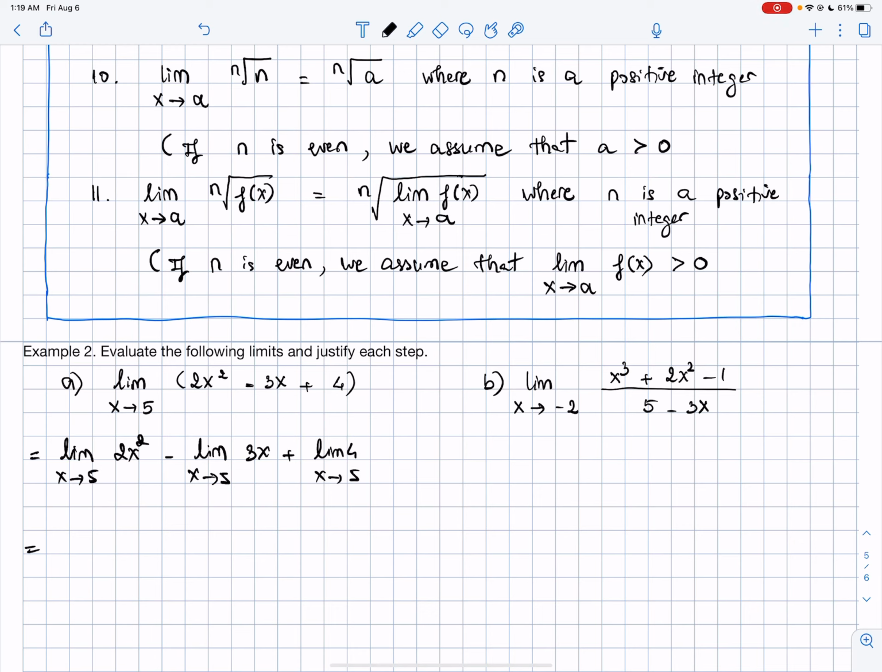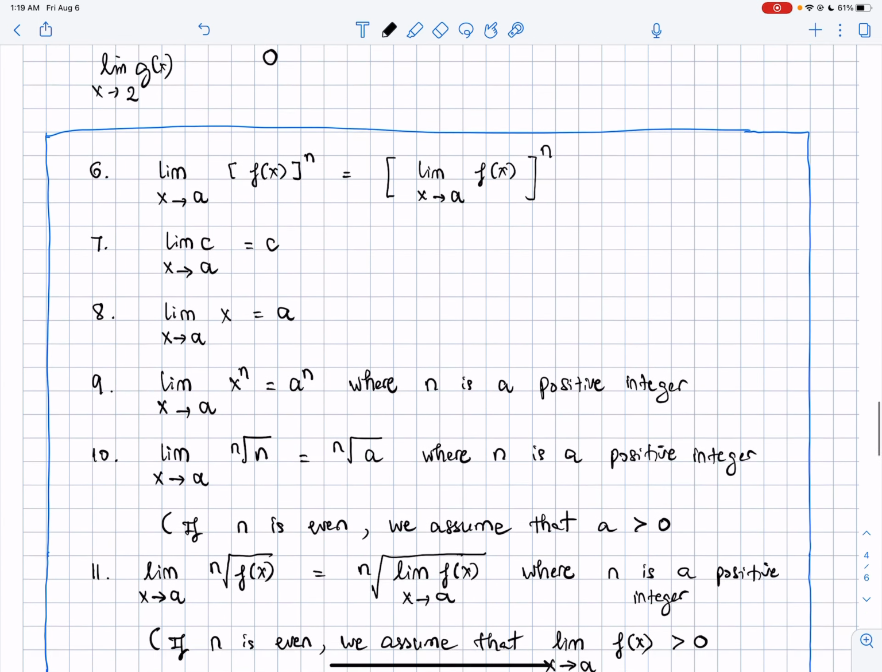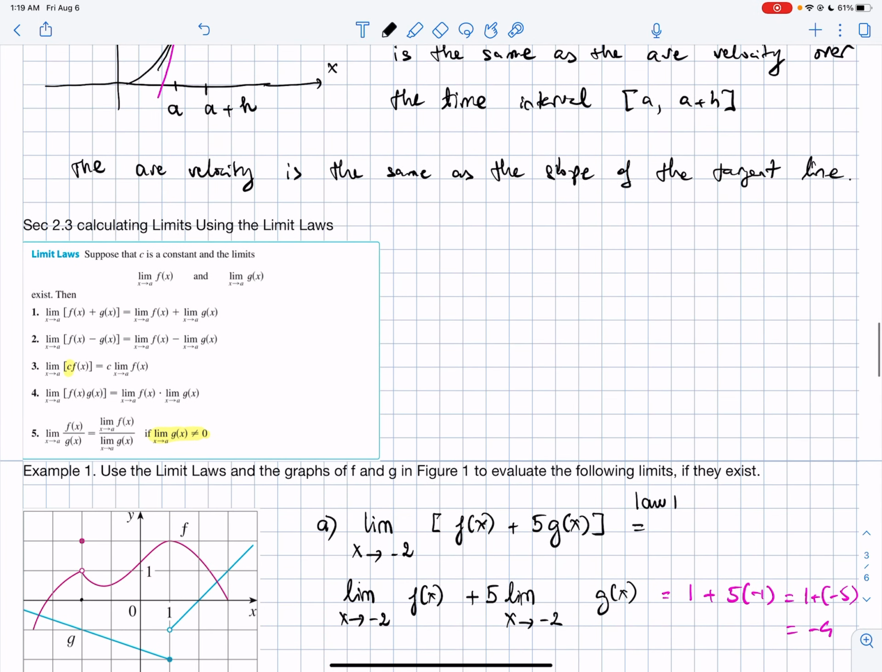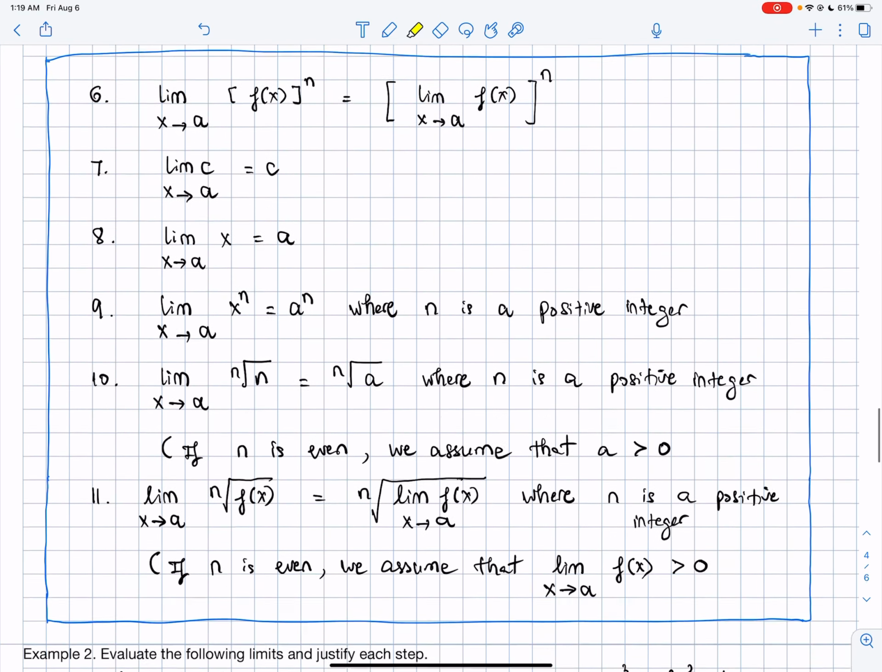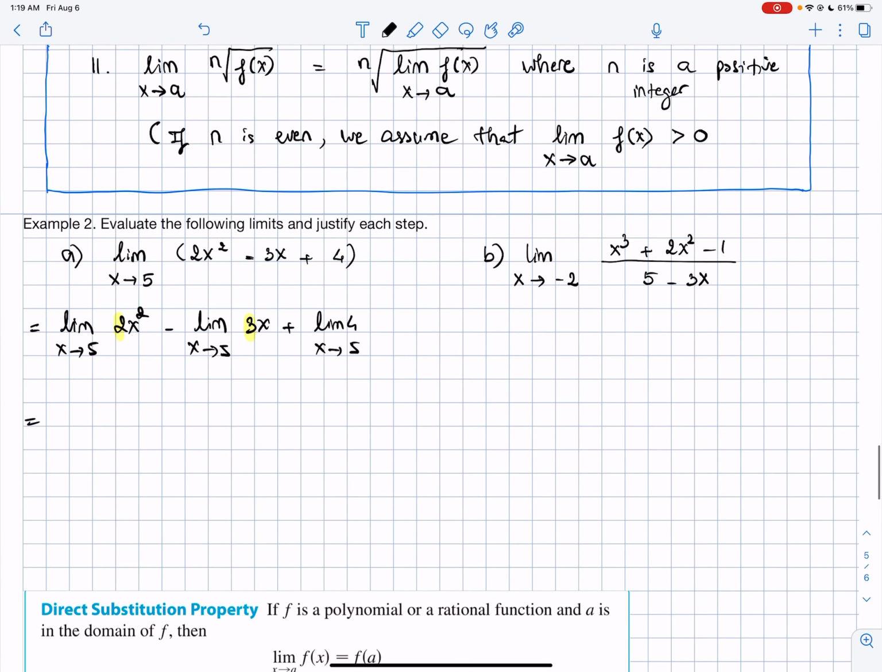Next step, I pay attention to the number 2 and 3. So we have the laws before, which is number 3. We can move the constant c in front of the limit. So we have 2 limit of x approach to 5 of 2x squared minus 3 limit x approach to 5 of x plus limits for x approach to 5.